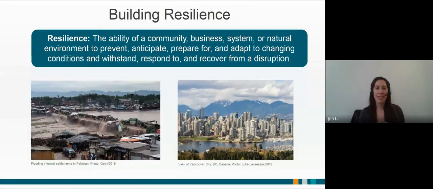to prevent, anticipate, prepare for, and adapt to changing conditions. So here we're talking about things that change over time, as well as withstand, respond to, and recover from a disruption. So we want to build resilient systems, resilient processes, resilient infrastructure, such that they can withstand a shock, and then also anticipate long-term changes that may be happening. And gosh, that really has to do with climate risk, doesn't it?